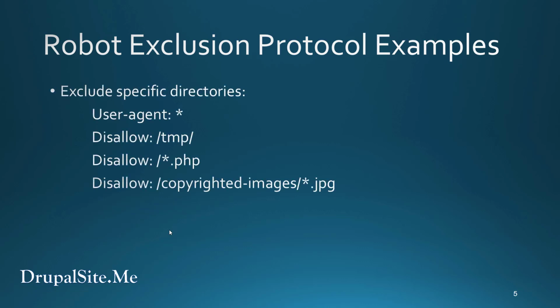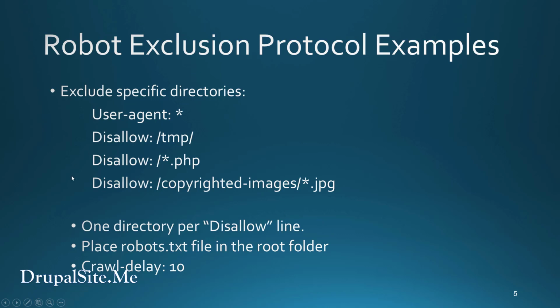This is more specific. It says all the user agents are not allowed anything in the temporary folders or any files with PHP extensions, and they are not allowed to index any copyrighted images with the JPG extension. The rule is one directory per disallow line, like this. So if you have many directories, you have to specify many disallow lines. And a slash means the root directory.